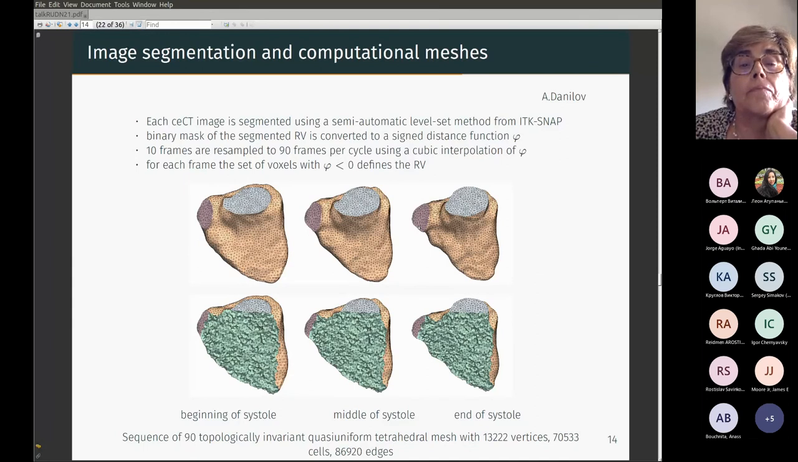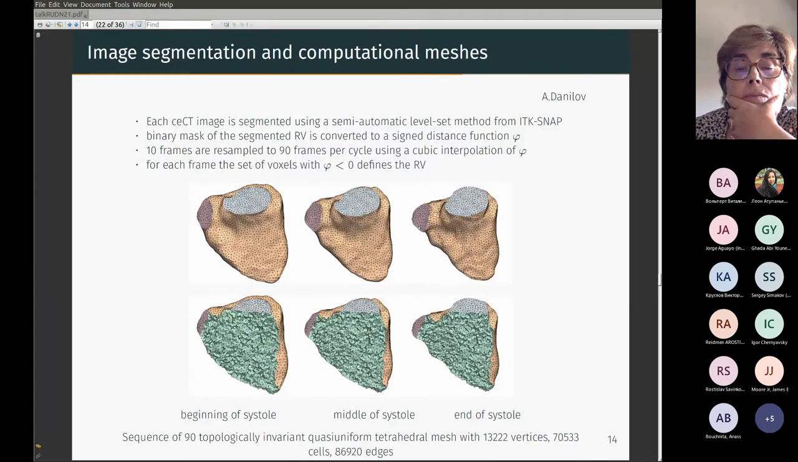This was done by Alexander Danilov as follows. Each image is segmented using a semi-automated level set method. This level set function defines the right ventricle. We have 10 snapshots of this level set function. This level set function is interpolated in time between these snapshots, and we can define other segmentations at intermediate times.